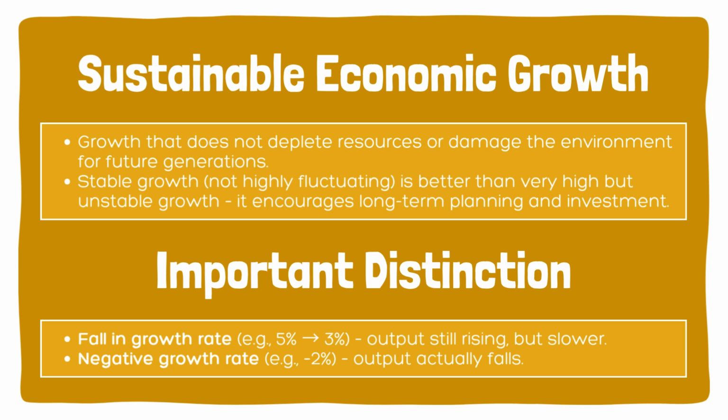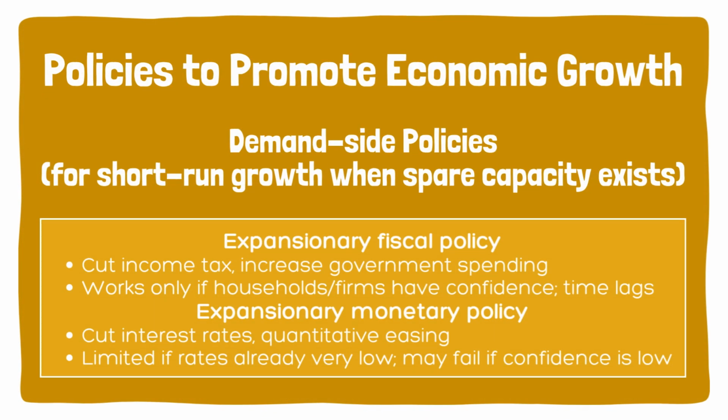It is important to understand the difference between a fall in the economic growth rate and a fall in output. If a country's economic growth rate falls from 5% to 3%, output is still increasing, but at a slower rate. Output only falls when the growth rate becomes negative. For example, a growth rate of negative 2% means that the economy produced 2% less output than in the previous year. Governments can use several policies to promote economic growth.